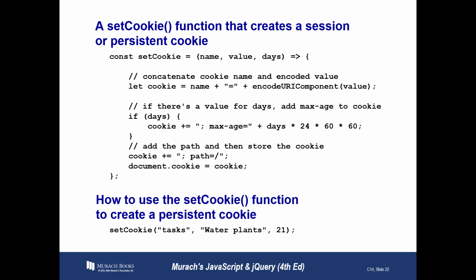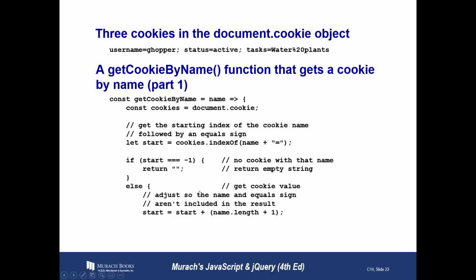setCookie, as it says, can be used to set a session cookie, where basically you're going to say how long you want it to stay. Persistent cookie, you don't do that, and it'll just stick around. All right. There's a get cookie by name function, as it says, that can be used to get a cookie by its name.